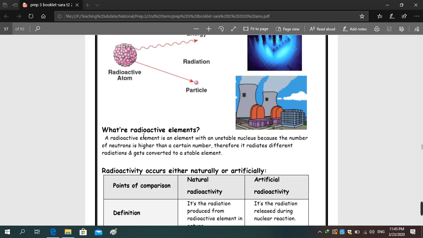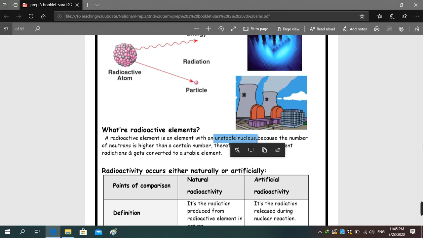What are radioactive elements? A radioactive element is an element with an unstable nucleus. This nucleus is unstable, so it may emit radiation or energy to become more stable. So a radioactive element is an element with an unstable nucleus because the number of neutrons is higher than a certain number. Therefore, it radiates different radiations and gets converted to a stable element.